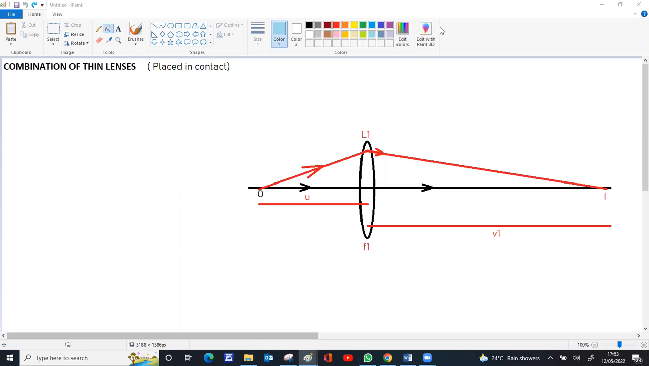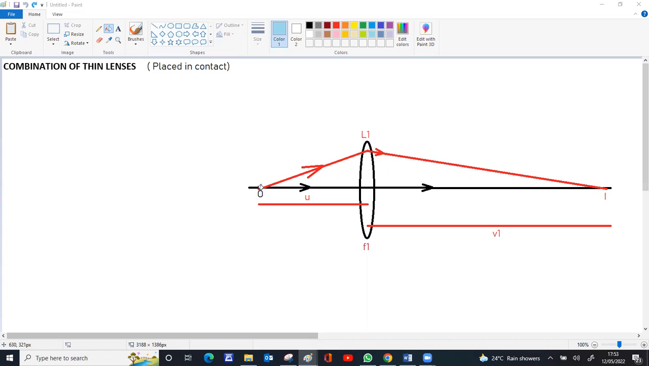This is another important derivation from optics. When two thin lenses are placed in contact, what will be the effective focal length, power, and magnification? So lens 1, principal axis.